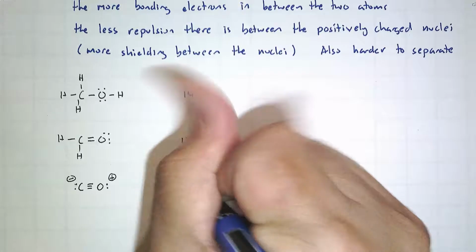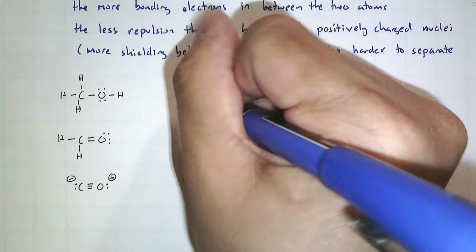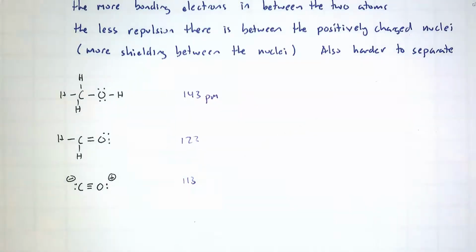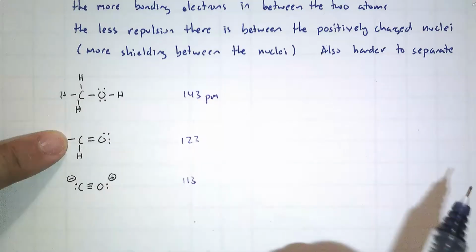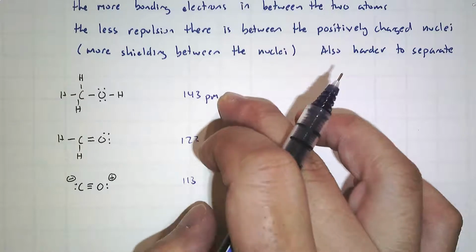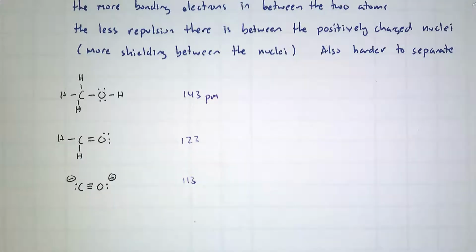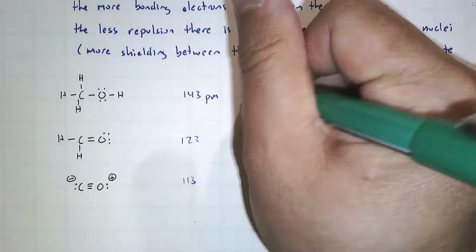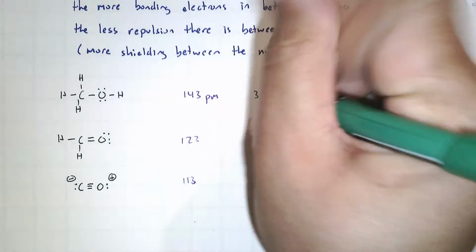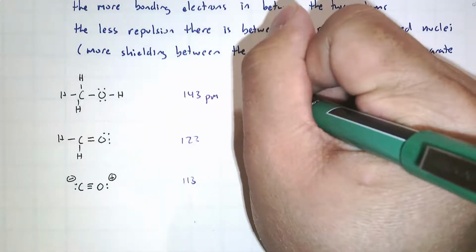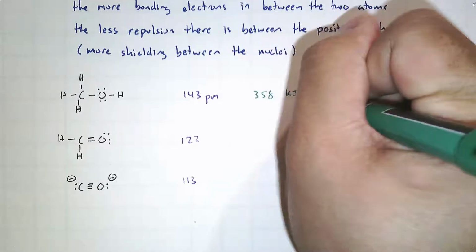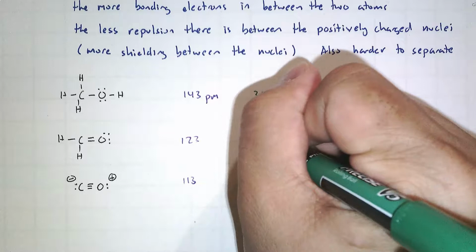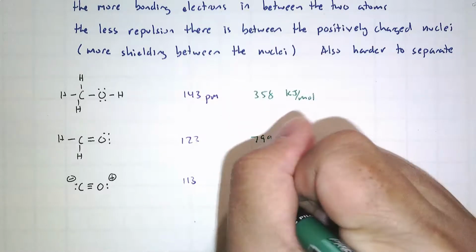Okay, they're all around the 100 mark, but we still see a general trend. As you go from single to double to triple, the bond lengths get shorter, but the bond energies get larger. And again, kilojoules per mole. This one's over 1,000.